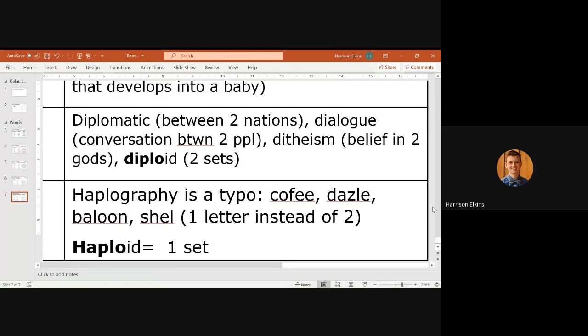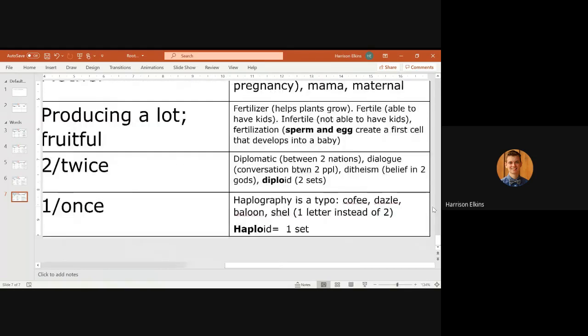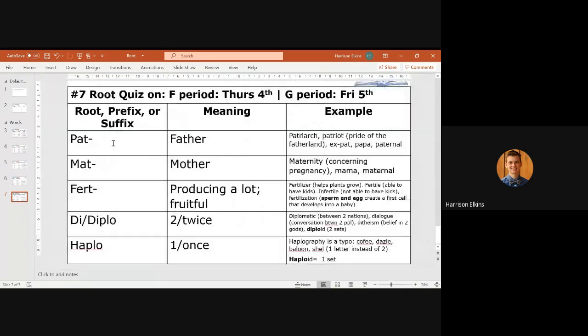So those are your root words: pat, father; mat, mother; fert, fruitful; di, diplo, twice; haplo, once. You need to know those. I will ask you what they are on either Thursday or Friday, depending on what class you are in. You should have those written down on your blue paper. Root words number 7. If you have any questions, let me know.